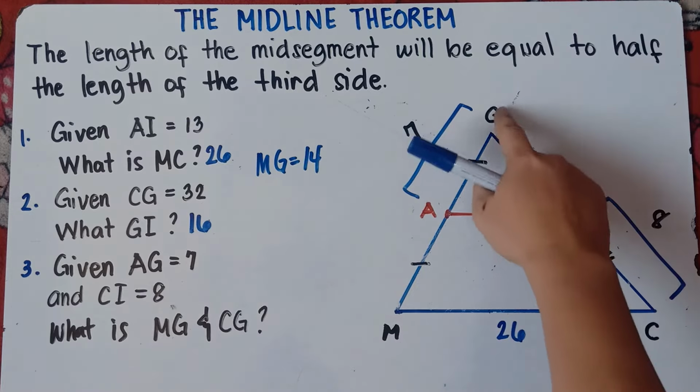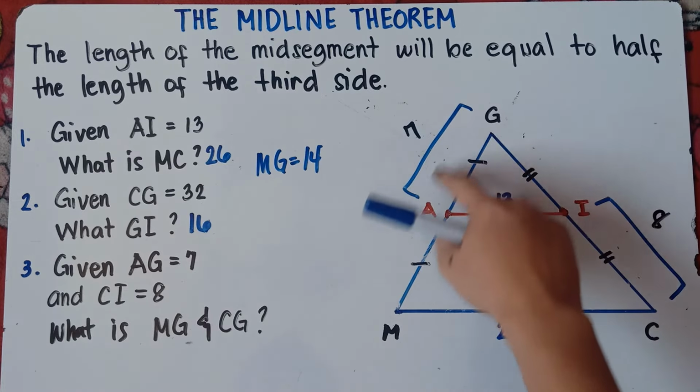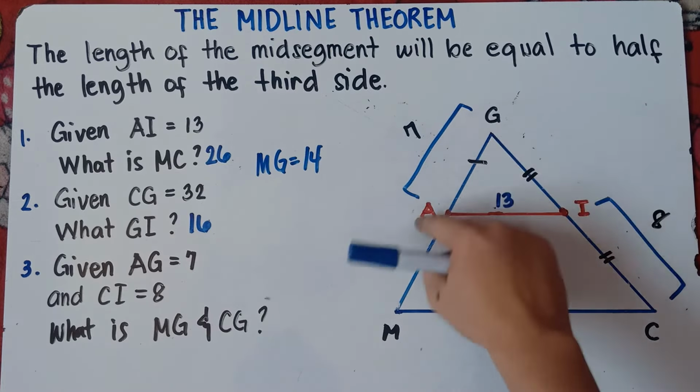Because if AG is 7, therefore AM will also be 7, because this side is congruent to this side. Therefore, 7 plus 7, MG will be 14. I hope you understand this one, guys. AG is 7, therefore AM is also 7, and MG would be 14.